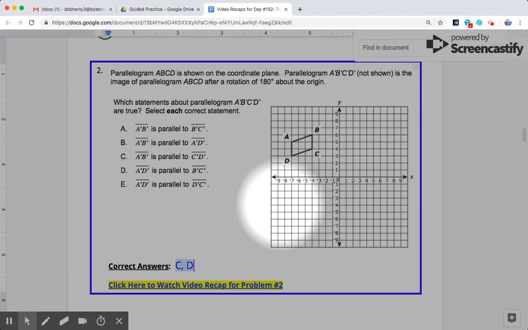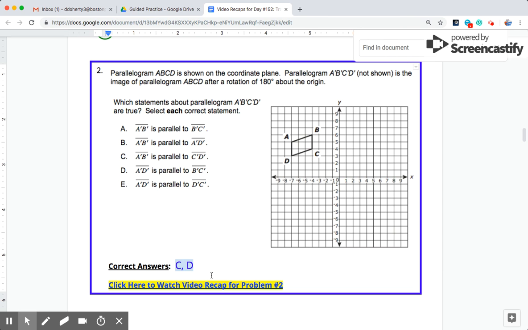D is an answer. And answer choice E says is AD going to be parallel to DC. They aren't to begin with. They intersect. So if you rotate this figure, they're still going to be intersecting and not parallel. There's only two correct answers.